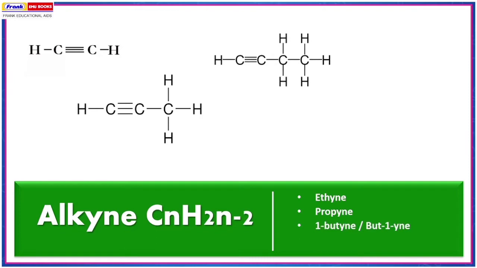1-butyne, but-1-yne, HC≡C-CH2-CH3. We observe the position of the triple bond is on the first carbon atom, hence the naming is 1-butyne. 2-butyne, but-2-yne, is represented as CH3-C≡C-CH3. Here the position of the triple bond is on the second carbon atom, hence the naming 2-butyne, but-2-yne.